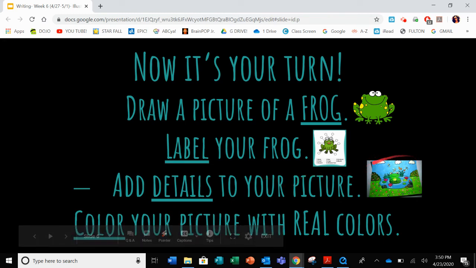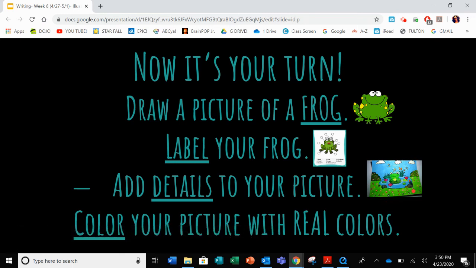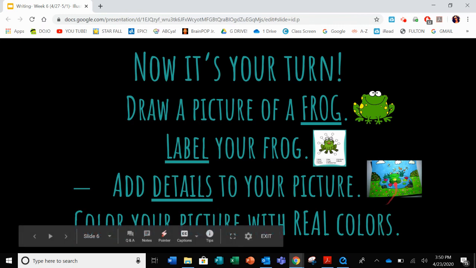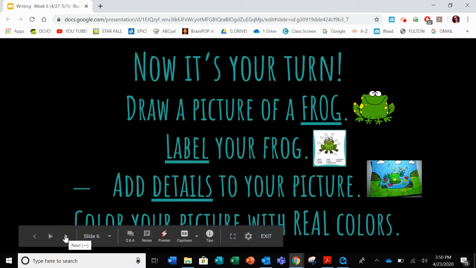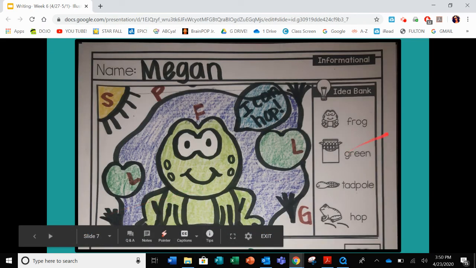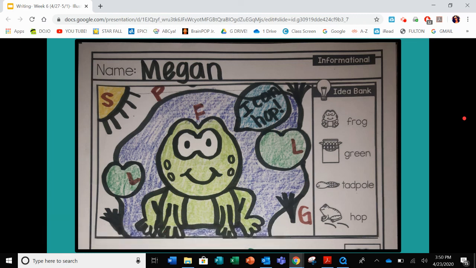So do you see here, this is another example of someone that drew a picture of a frog and their environment, and they did a great job. Oh, their lily pads look a lot cooler than mine. Look at those. So add details to your picture and label your details, and then color your picture with real colors, okay? So this is the end example here, boom, of mine. So you can look at it.